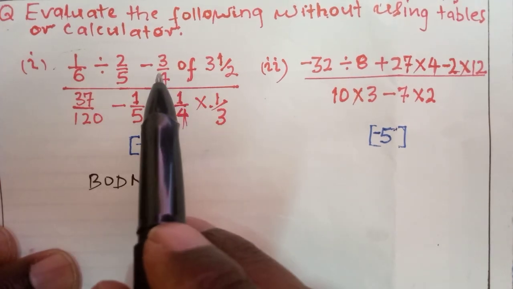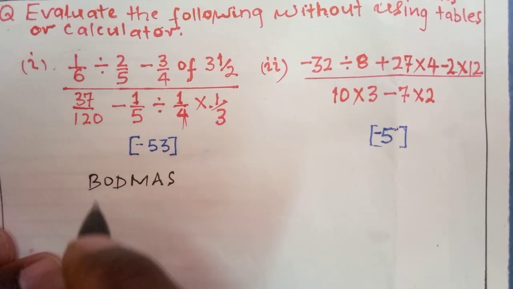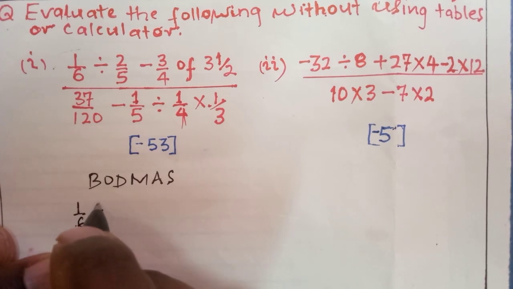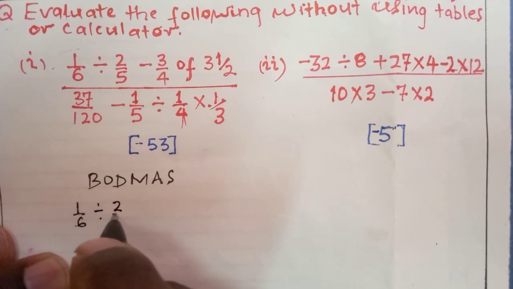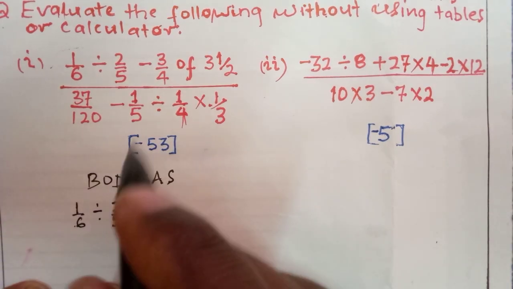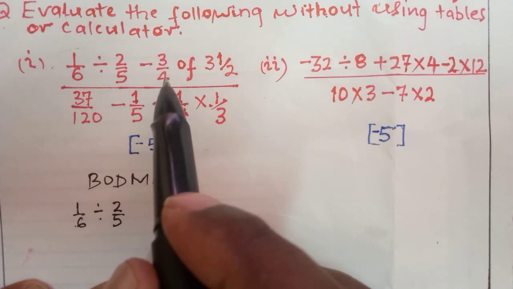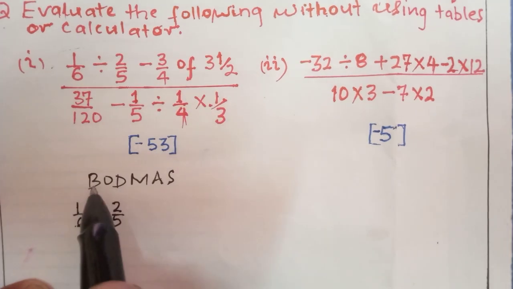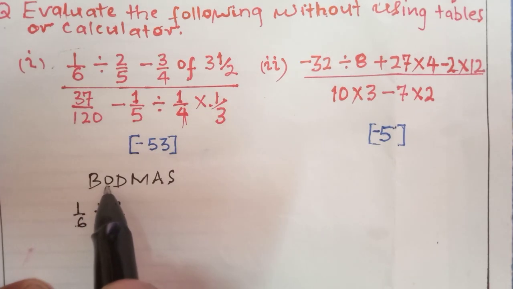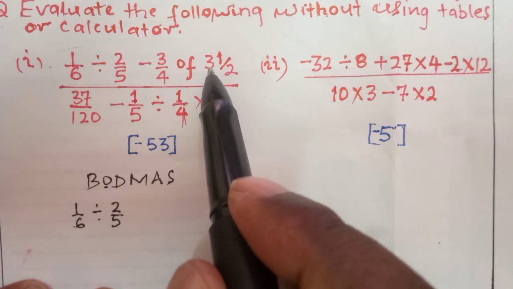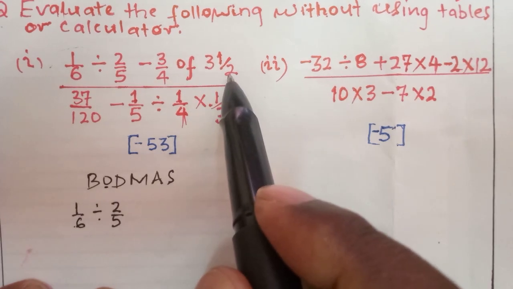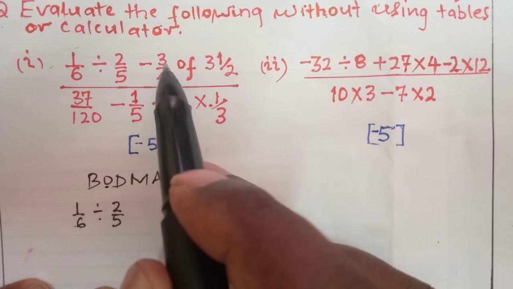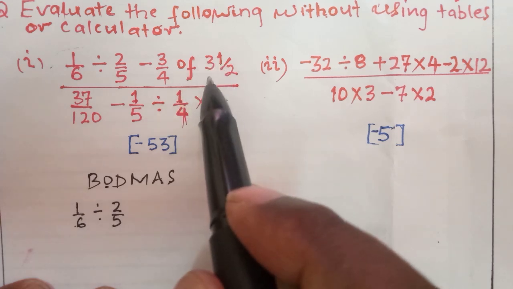So here we are going to begin with the first one, which is 1 over 6 divided by 2 over 5. And then instead of writing 3 over 4, guys, I can do it directly here because now off is the first one. Bracket off. So this is where we are now. So this one I can write as 3 multiplied by 2, 6. So it is 7 over 2. So here is negative 3 over 4 times 7 over 2.